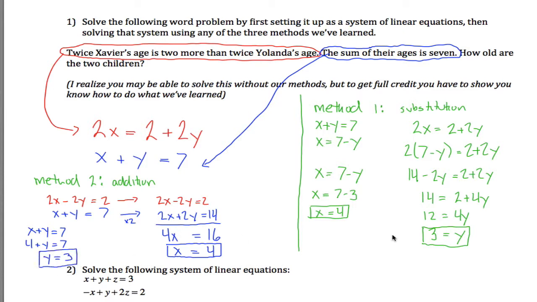which is the exact same answer we got over here. x is 4, y is 3. Two different ways to do it. You don't need to do it both ways. I just wanted to illustrate both ways because I don't know which way you're going to do it.